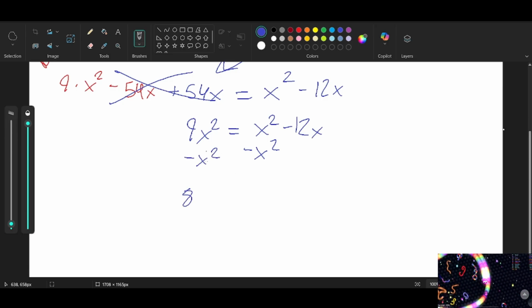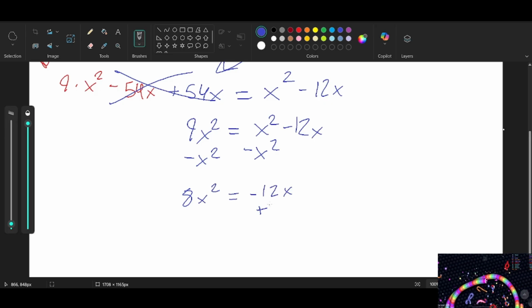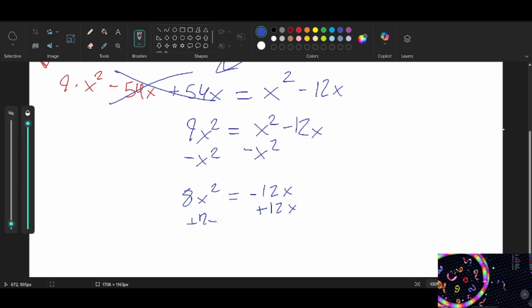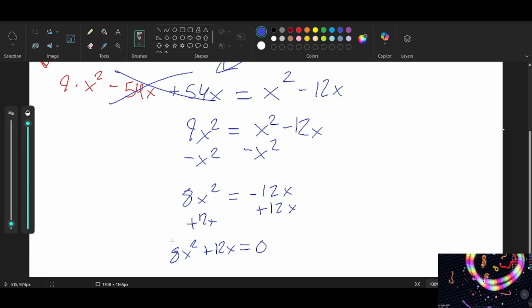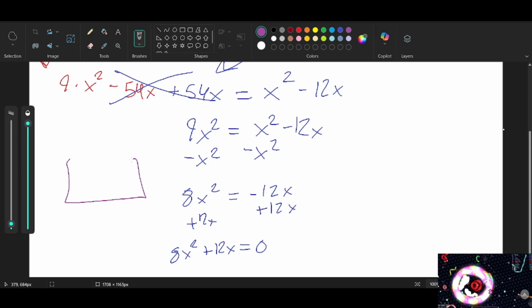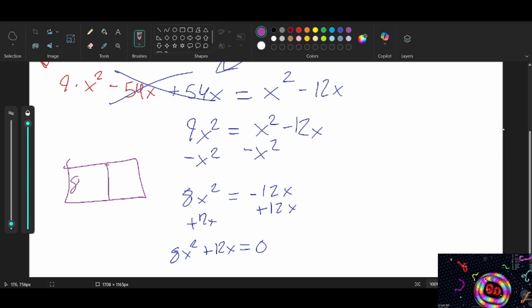So I get 9 minus 1 is 8x squared equals negative 12x. I'm going to add that 12x on both sides. Plus 12x, so I get 8x squared plus 12x equals 0. I know my 8 and my 2 there look pretty bad, but don't worry about it. So I got 8x squared plus 12x equals 0. Now I can do my box. So I've got 8x squared in this box and 12x in this box.